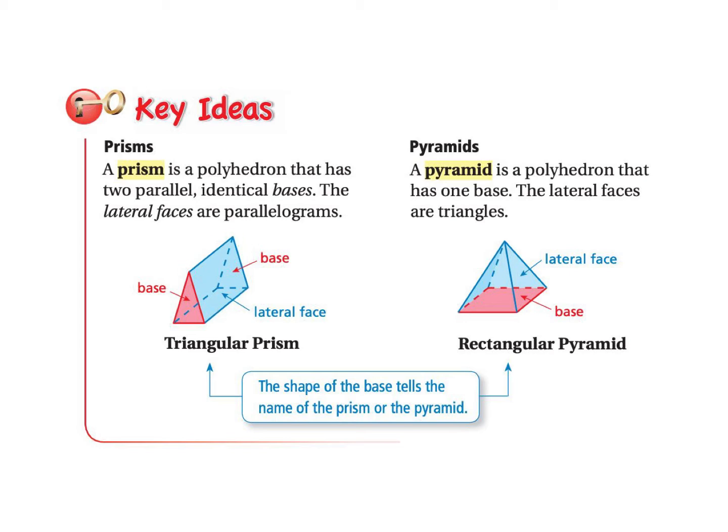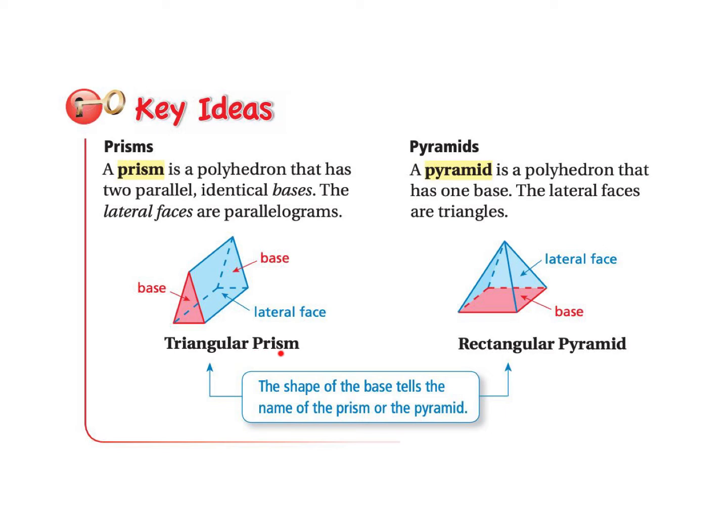parallelogram. So a pyramid is a polyhedron that has one base, and then the lateral faces are all triangles, okay, because they all meet at that one point. So all 4 lateral faces are triangles.